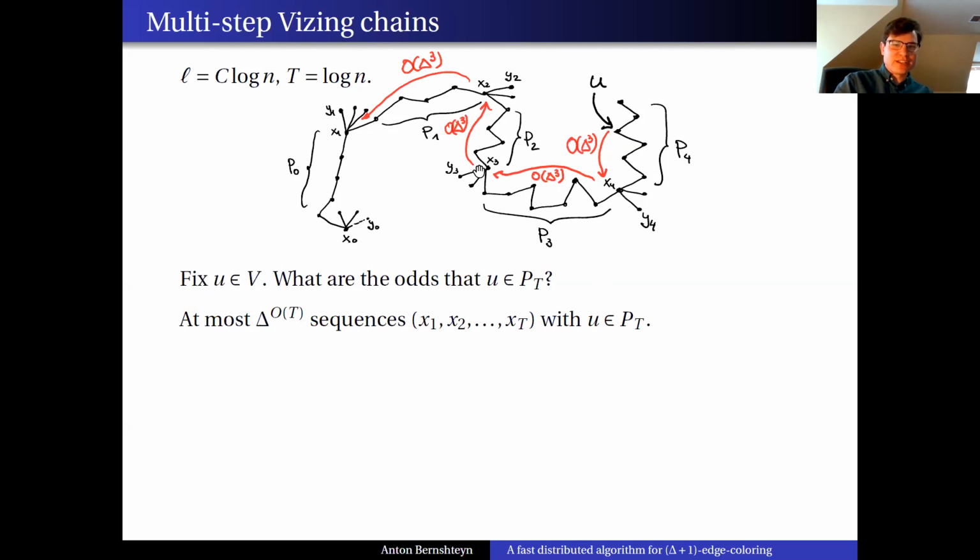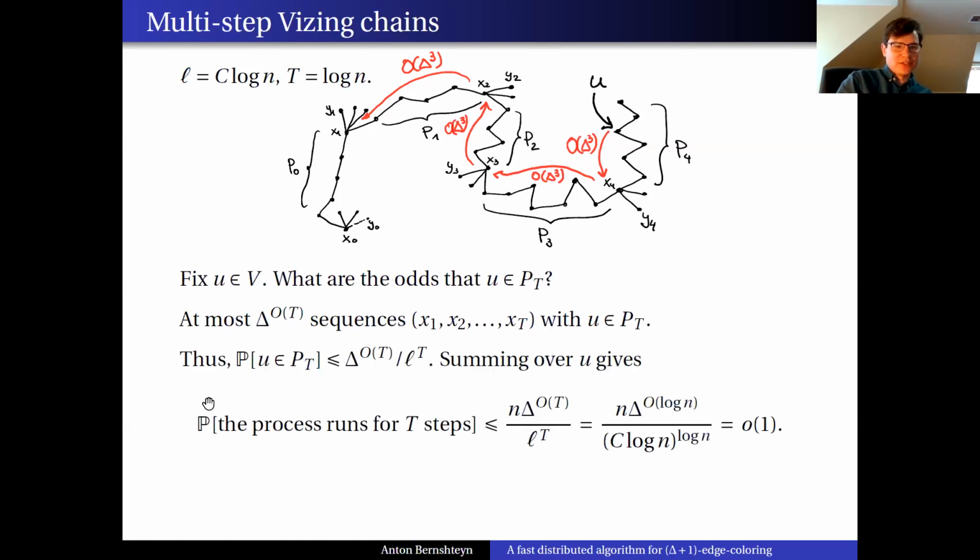Then from x4, you can go back to x3. Again, there are delta cubed options. Then to x2, et cetera, all the way to x1. So the whole sequence is delta to big O of t options. So the probability that you use u in this path is at most delta to big O of t over L to the t, because each of these vertices is chosen uniformly at random from a set of L options. And now if you sum over u, well, what is the probability that the process runs for at least t steps?